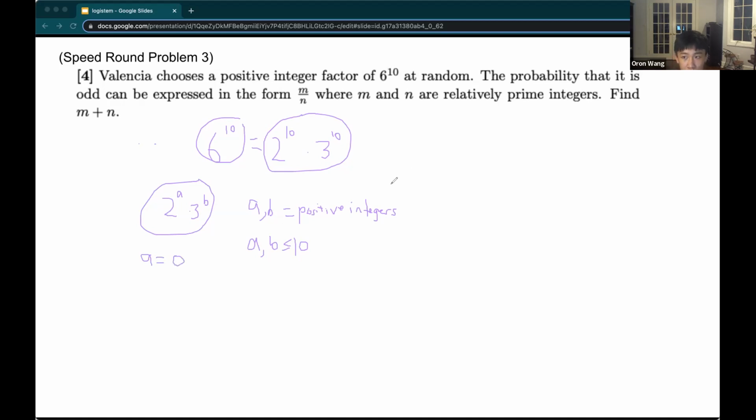And now, if we think about actually choosing a random positive factor, then what this will mean is that the choices for a and b are independent. So whatever you choose for a doesn't affect what you choose for b, and whatever you randomly choose for b doesn't affect what you choose for a. And choosing a random factor just means choosing 2 random values of a and b that satisfy these conditions.